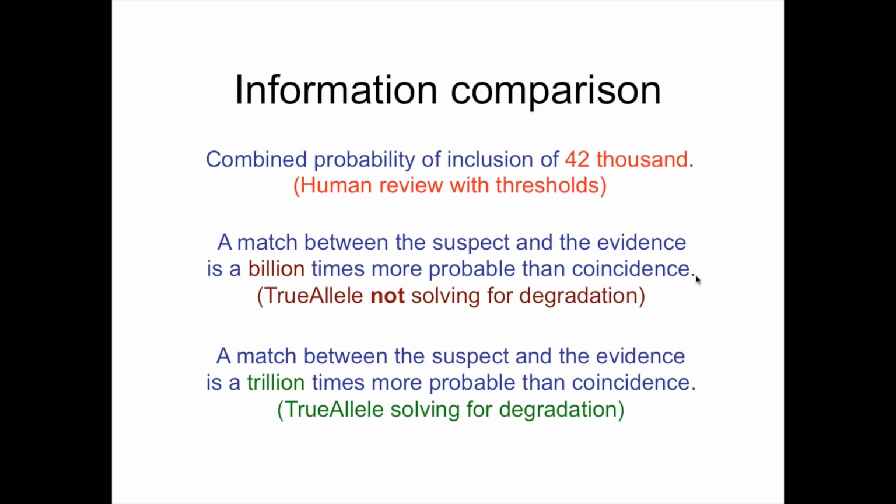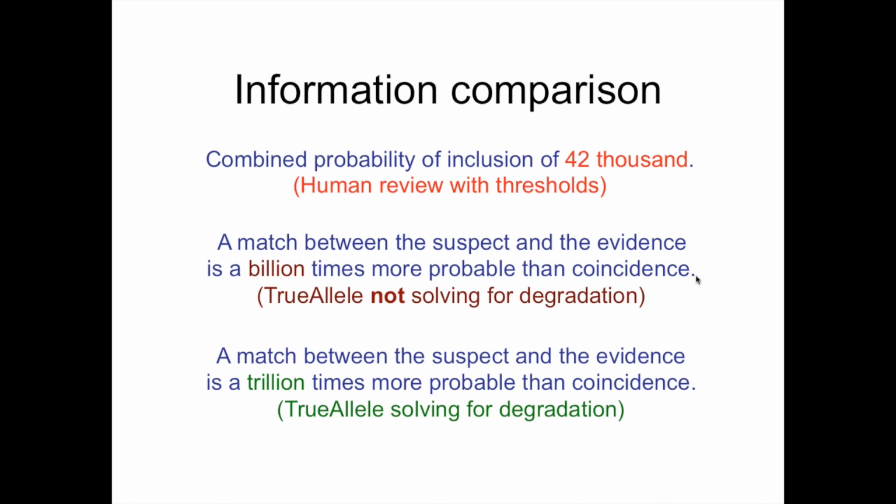The human review method that was used initially was the CPI method, combined probability of inclusion, and that produced a match statistic of 42,000. In the middle, the match result when TrueAllele did not solve for degradation and didn't consider that as a parameter was that a match between the suspect and the evidence was 1 billion times more probable than coincidence. And when the computer did solve for degradation, and it considered that factor of decay, it then found that a match between the suspect and the evidence was 1 trillion times more probable than coincidence.